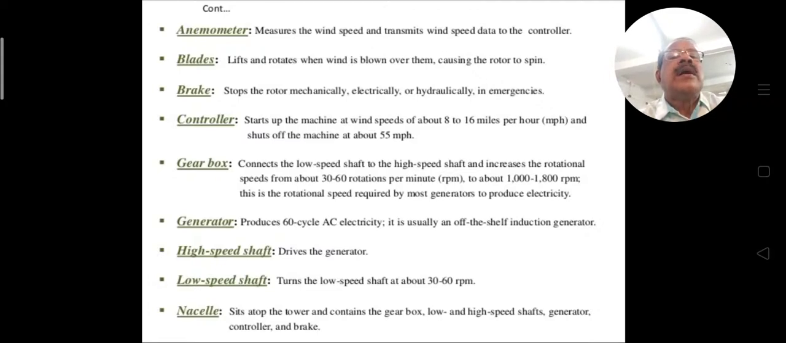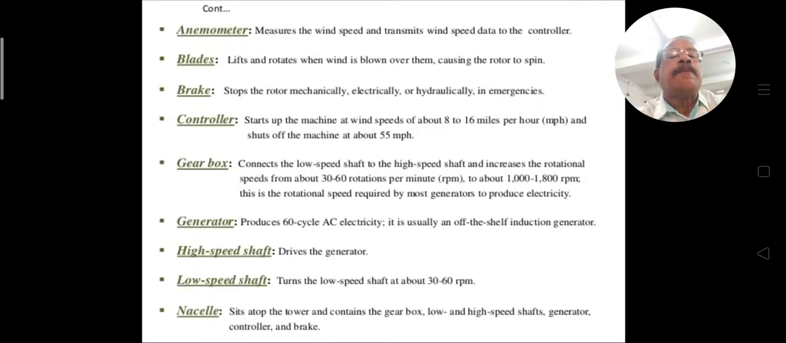Brake. This brake is used to stop the rotor mechanically, electrically or hydraulically in emergencies. If there is any emergency, we use the brake. In normal conditions, there is no need for the brake.